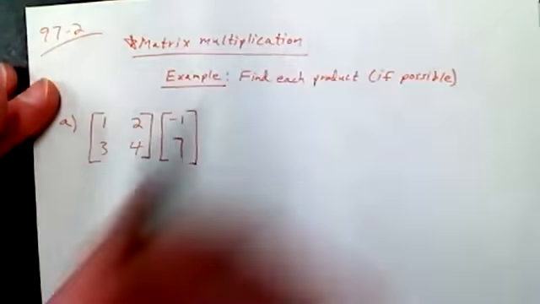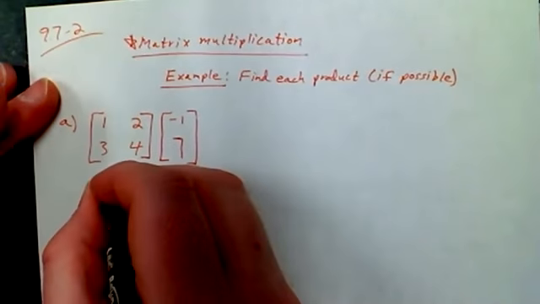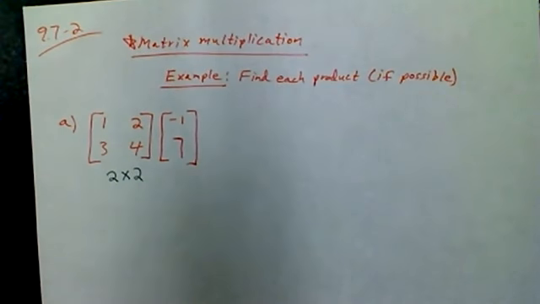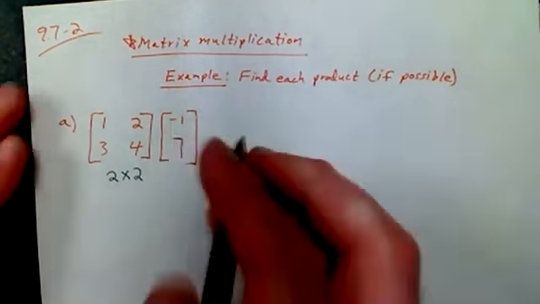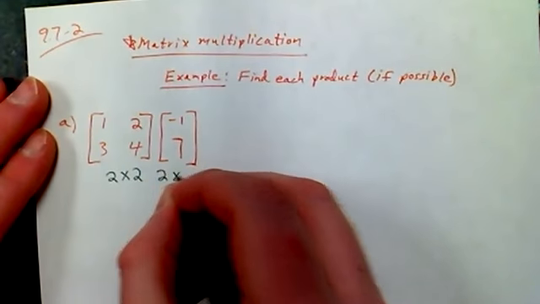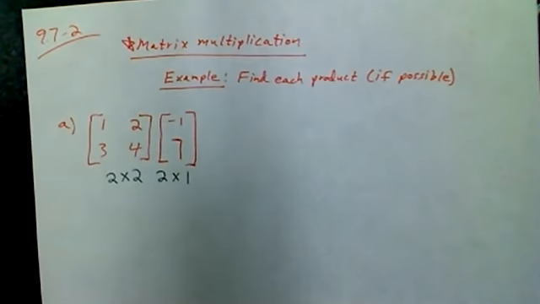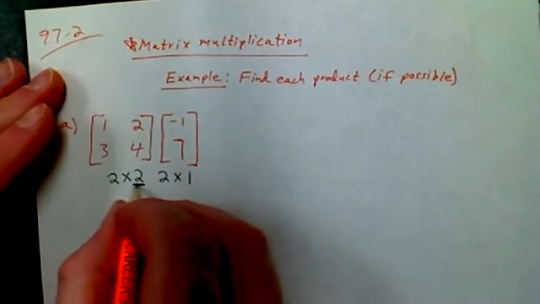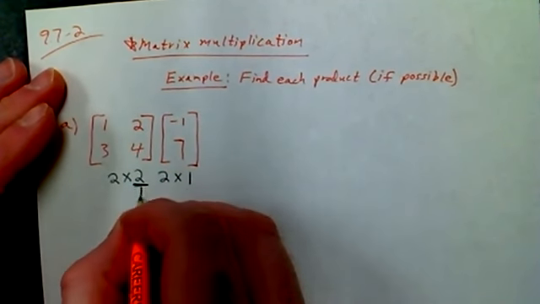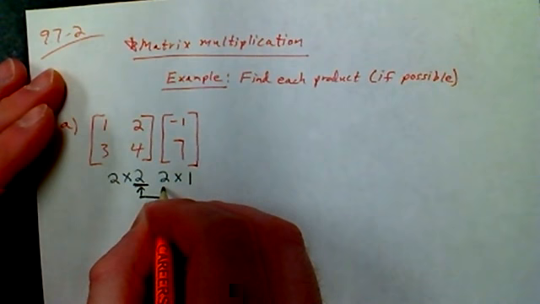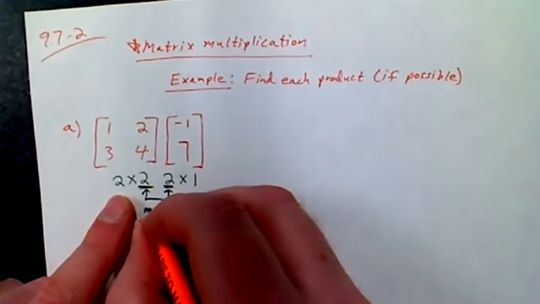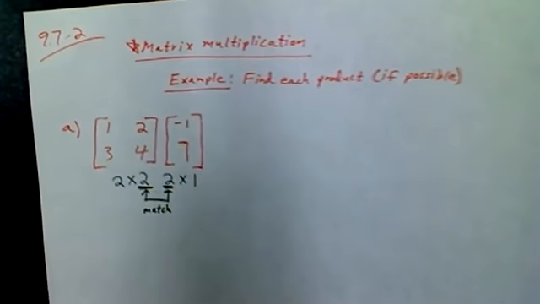But what I do with matrix multiplication is I take my first matrix and I notice it's a 2 by 2, okay? I take my second matrix and I notice it's a 2 by 1. What's important here is that the columns of the first matrix must have the same dimension as the rows of the second matrix, okay? If these don't match, then you cannot multiply these.